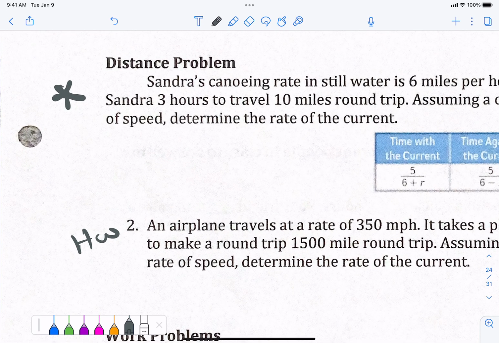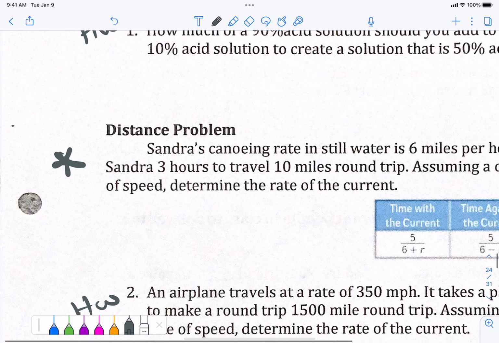Okay, distance problem. Sandra's canoeing rate in still water is 6 miles per hour. I'm going to draw a little visual over here. So we got a little canoe, right? And she can go 6 miles per hour in still water. That means no current, right? How often are you canoeing in still water, though? Maybe on a lake. But if you're going up and down stream, you're probably going to have a current with you, right?